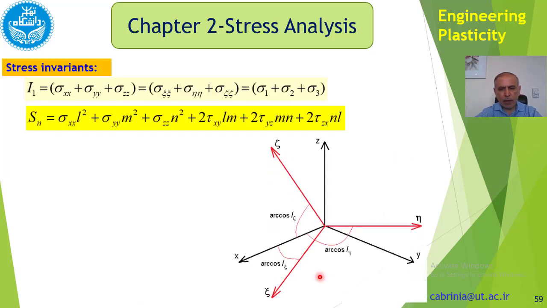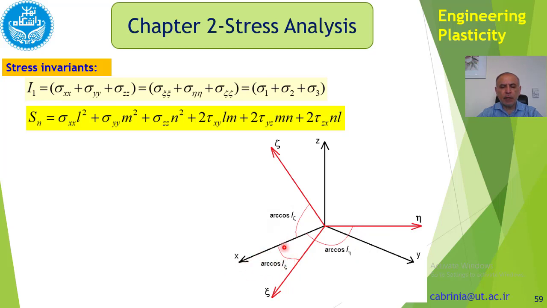Now here I have shown another set of axes. You see, we have this axis x, y, and z. This is the Cartesian coordinates. Now we have another set of axes, xi, eta, and zeta axes, and they make angles with different axes.